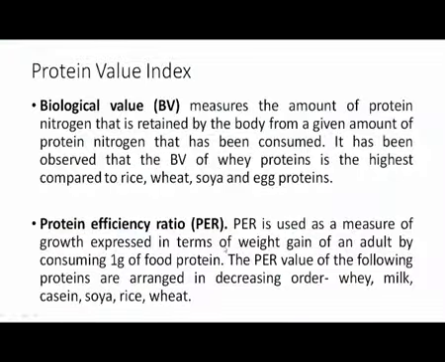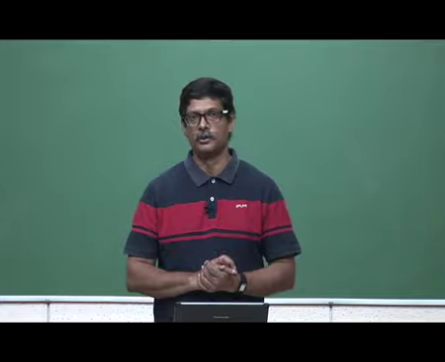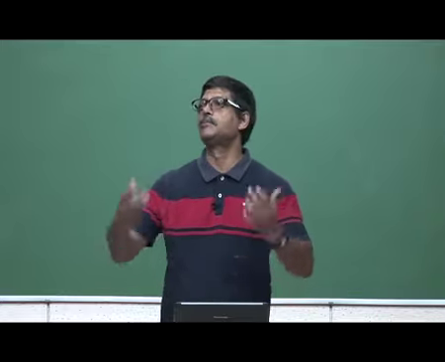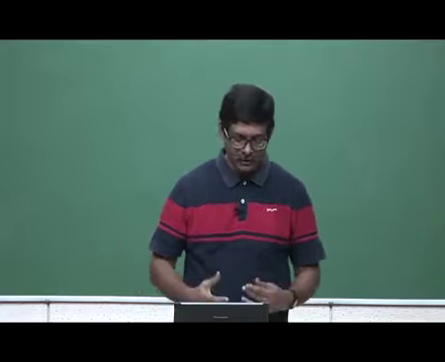The other one, the protein value index, is protein efficiency ratio or PER. It is used as a measure of growth expressed in terms of weight gain of an adult by consuming 1 gram of food protein. So, if you take 1 gram of protein, how much weight gain you have, that is the efficiency ratio. How efficient is the protein in bringing weight gain of an adult? That is what is called the protein efficiency ratio.